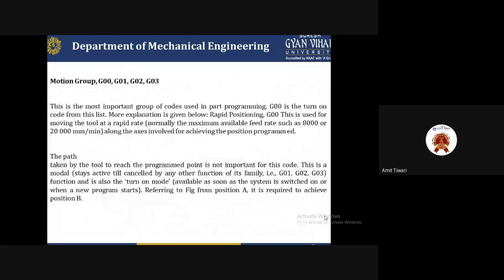So these are starting from G01, G02 and G03. These are the reasons why we are using this type of code. So hopefully you understand the motion group, G00 or G01 and G02.